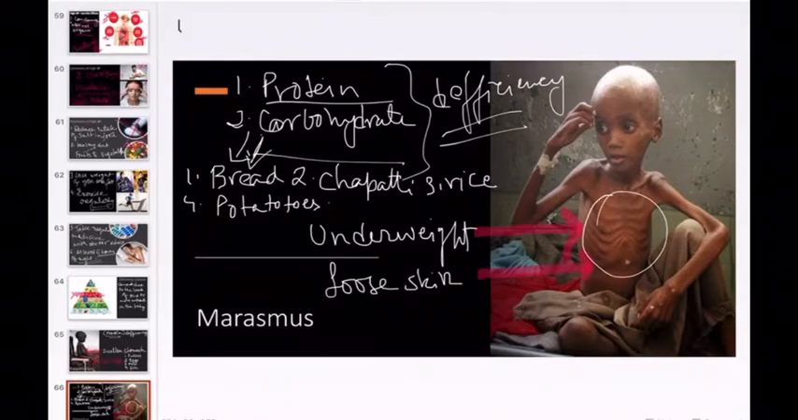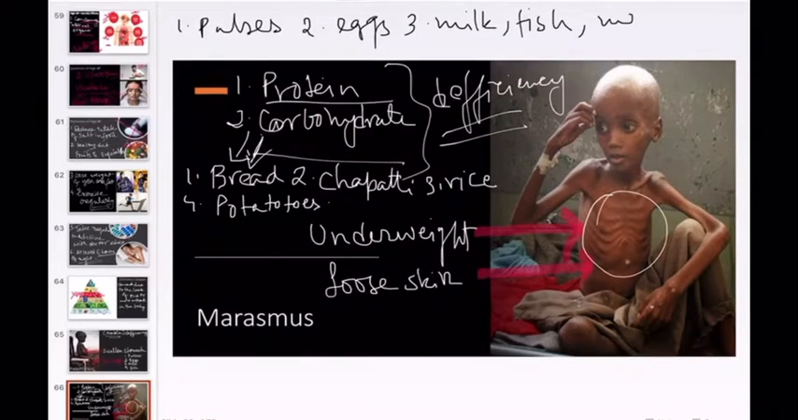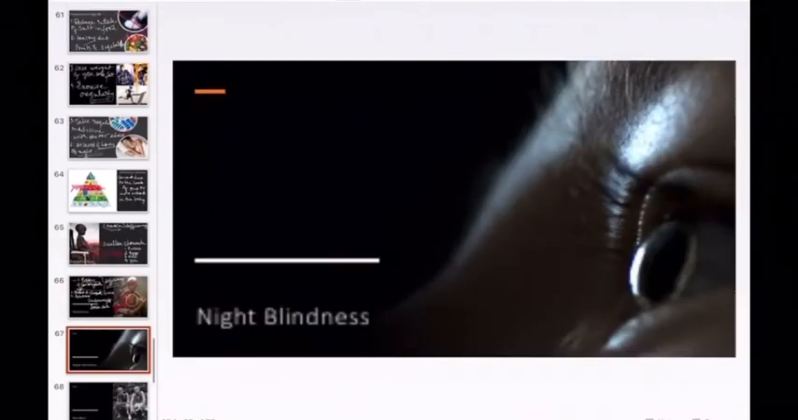And protein rich food like pulses, eggs, milk, fish, meat. So these are the protein rich foods. Then only you can prevent marasmus.